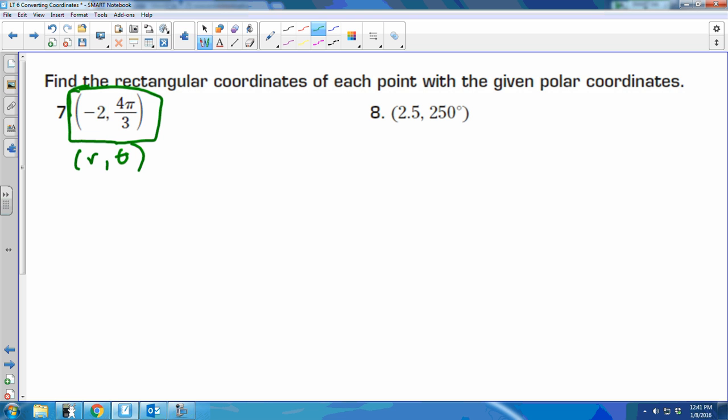All right? So x equals r times cosine theta. So x equals negative 2 times cosine of 4 pi over 3.